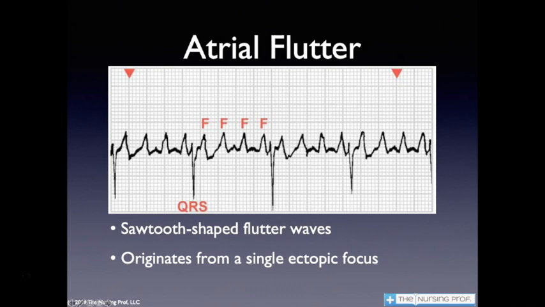So instead of having P waves, what we have is what's called a flutter wave. Flutter waves are represented by a capital F. Now, we're going to distinguish that later from fibrillation waves, which are lowercase f. So in this case here, we have that sawtooth-shaped flutter wave that's occurring before the QRS complex. In atrial flutter, usually we're going to have a regular ventricular response. Typically, atrial flutter is going to originate from a single ectopic focus in the heart.